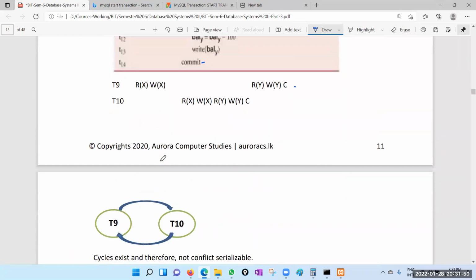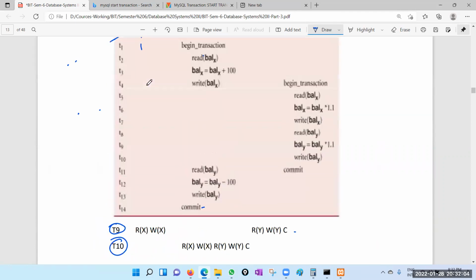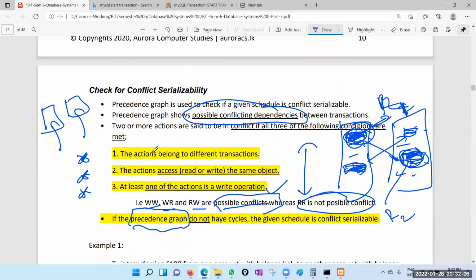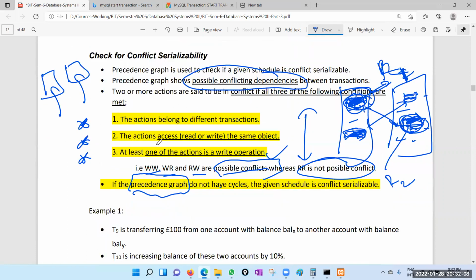Right. Now we are going to draw the precedence graph. On the precedence graph, we have T9, transaction 9, and transaction 10. Now we have to check what the potential conflict situations are. That means situations where these three conditions are satisfied.